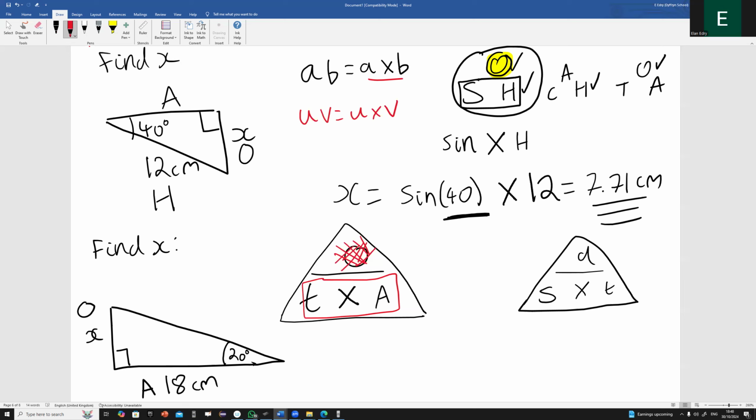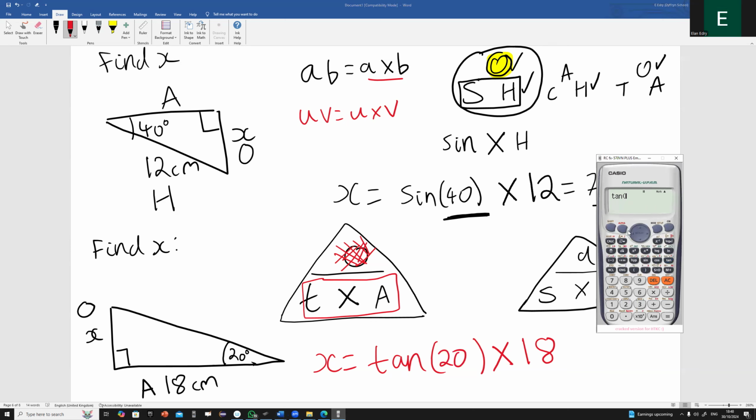So to get the answer for x, it's going to be tan, open and close brackets, times the adjacent, which is 18. Now, what would go inside those brackets? The 20, right? The angle. That's how I would find x. And that is 6.55.